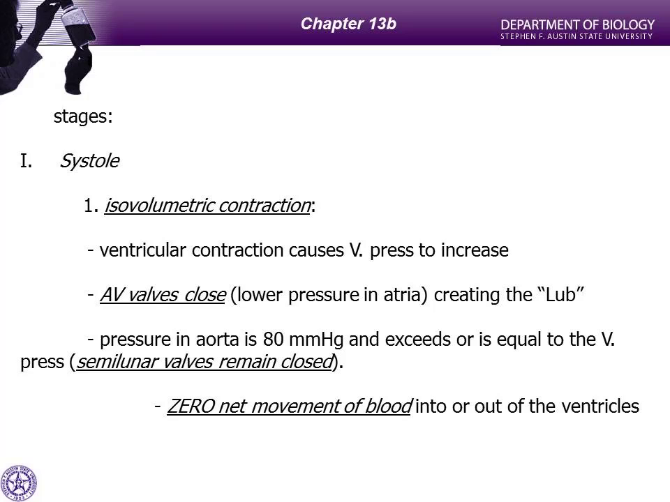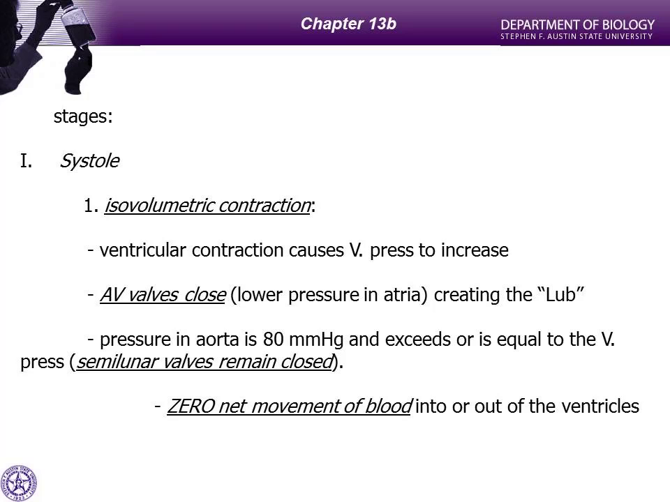But the pressure is never going to exceed about 80 millimeters of mercury. So when we look at these 80 millimeters of mercury, you've got 80 in the aorta and the pulmonary trunk pushing against the semilunar valves. You've got increasing pressure up to about 80 millimeters of mercury in the ventricle trying to get out. So you've got the same pressure trying to get it out, trying to get in. The semilunar valves, notice, they were closed, they stay closed.